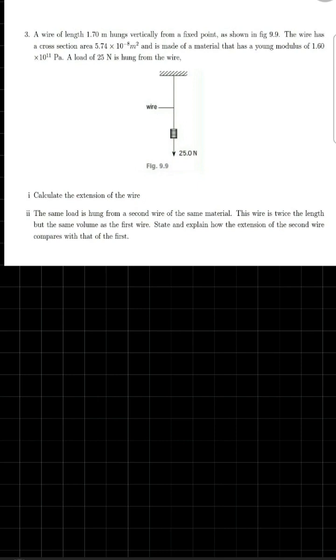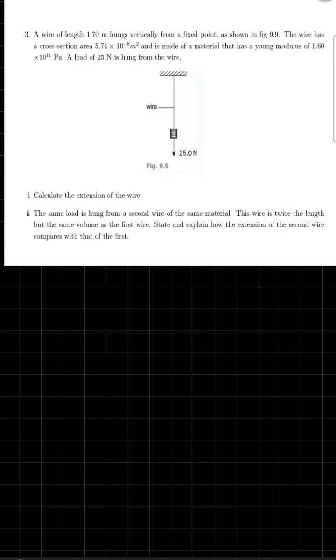The question says, a wire of length 1.7 meters hangs vertically from a fixed point as shown in the figure below. The wire has a cross-sectional area of 5.74 times 10 to the power negative 8 meters squared and is made of a material that has a Young's modulus of 1.6 times 10 to the power 11 pascals. A load of 25 newtons is hung from the wire. And the first question says calculate the extension of the wire.